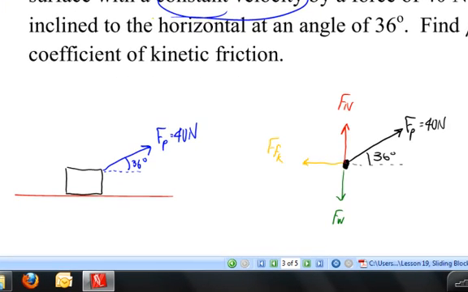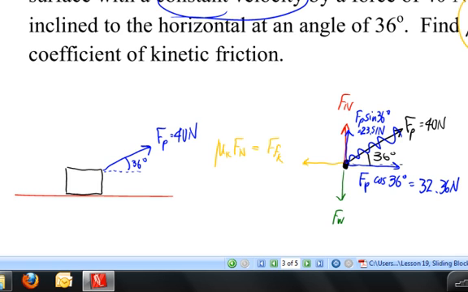Now we're trying to find the coefficient of kinetic friction, mu k. And that's going to be buried in this frictional force over here, because the frictional force is mu times the normal force. So if I could figure out what the normal force is, then I could say the frictional force is equal to the x component of this pulling force.